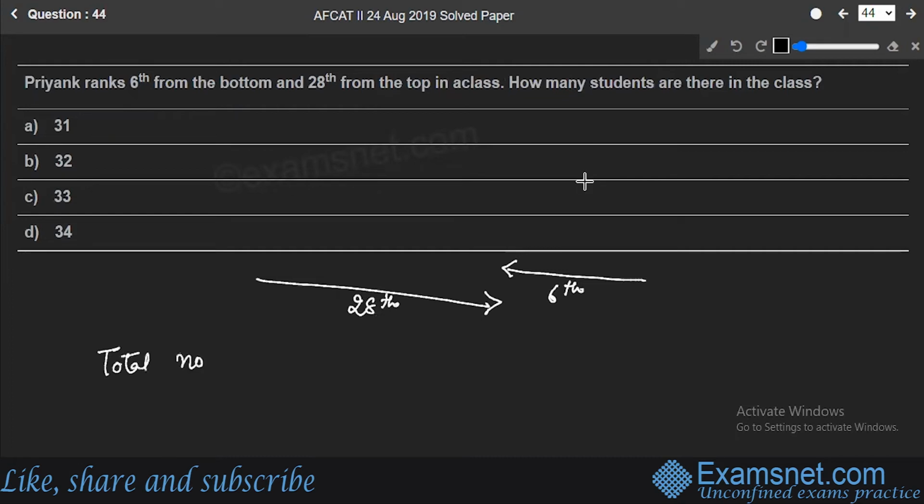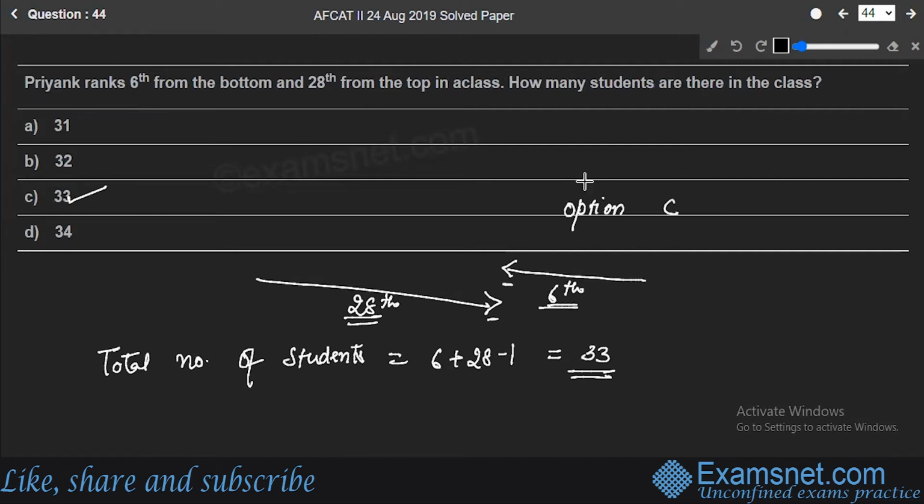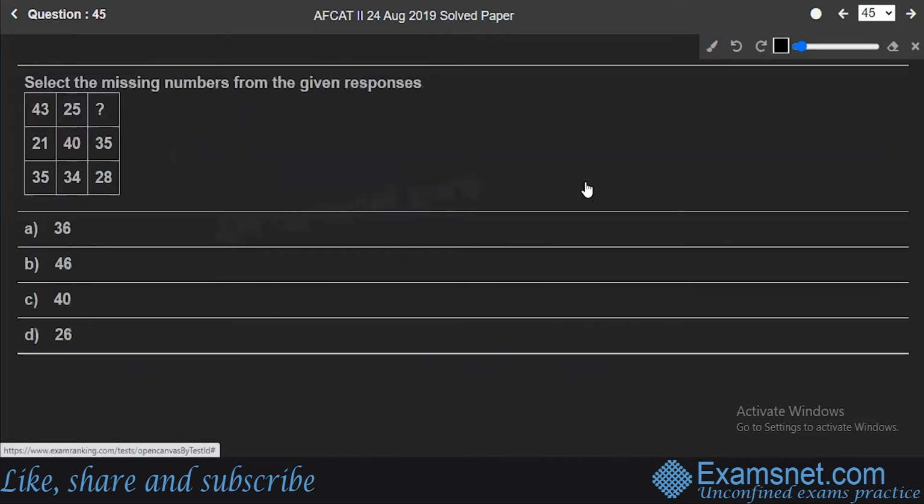Total number of students will be equal to 6 plus 28 minus 1. Why minus 1? Because this one position will be repeating twice. It is counted two times, once from this side and once from this side. So this will come out to be 33. The total number of students is 33, option C. Right? Let's move. Next, question number 45.